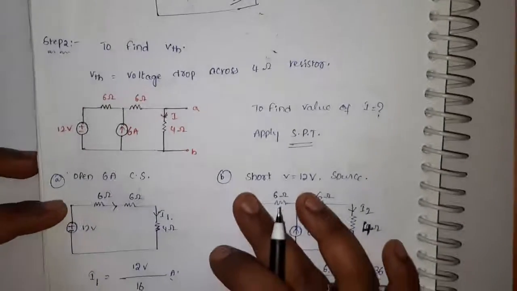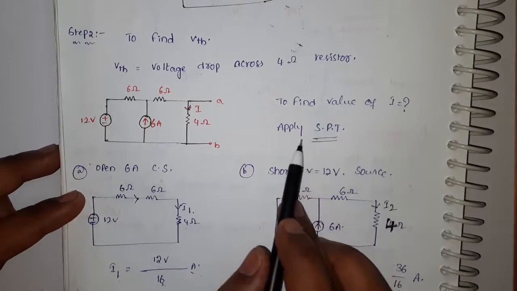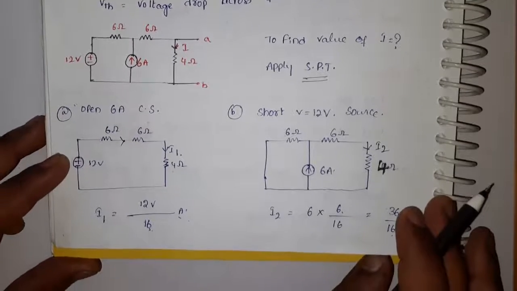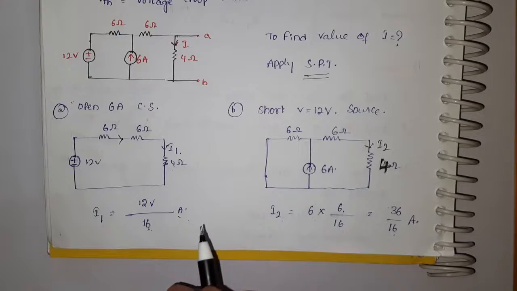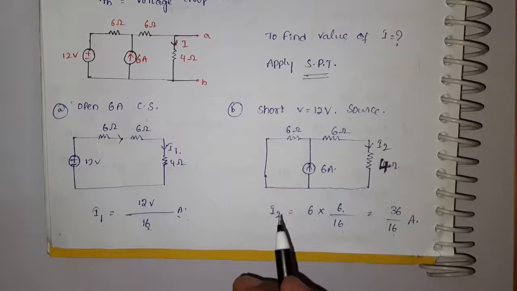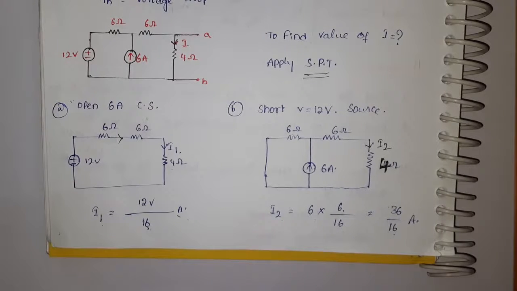So to find VTH, this is the circuit, and we are going to use the superposition theorem. If you are not familiar with the superposition theorem, I have provided a link in the description. Please go through that link and you will get an idea about the superposition theorem. And I have provided a link for voltage and current division also. Please go through that also.